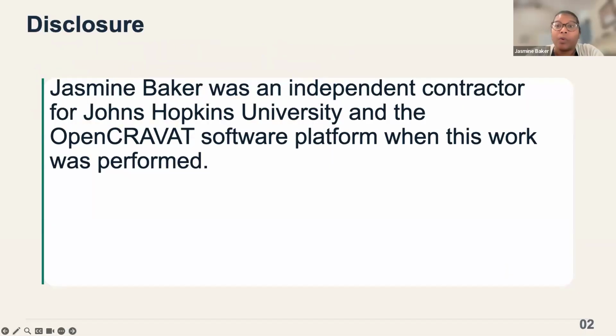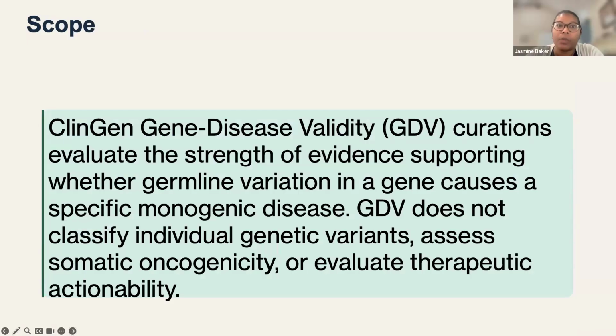Before we begin, I want to disclose that I was an independent contractor for Johns Hopkins University in Open Cravat when this work was performed. For the scope of this presentation, I want everyone to remember that it's important that ClinGen's gene disease validity asks whether a germline variation in a specific gene causes a defined monogenic disease. It does not classify individual genetic variants, assess somatic oncogenicity, or evaluate therapeutic actionability.